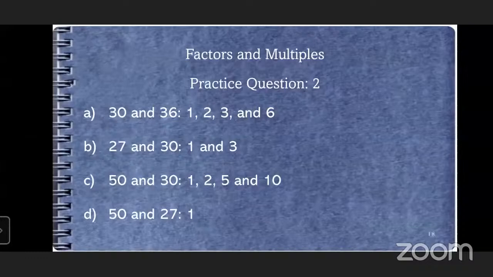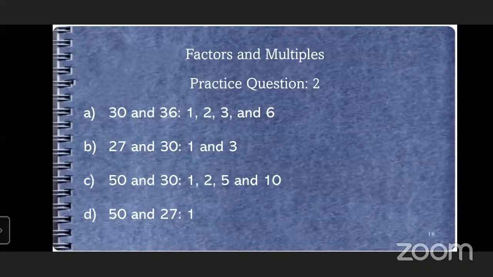1 and 3, because 27 and 30 is the number which can be divisible by 3 only. But in 30 and 36, we can divide it by 2, 3 and 6. But in 27, only 1 and 3 can be divided.